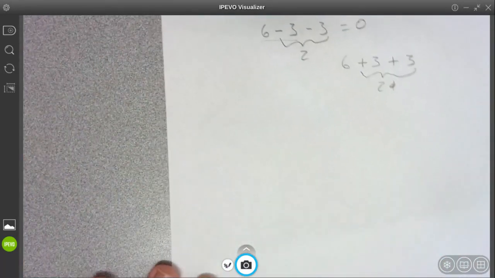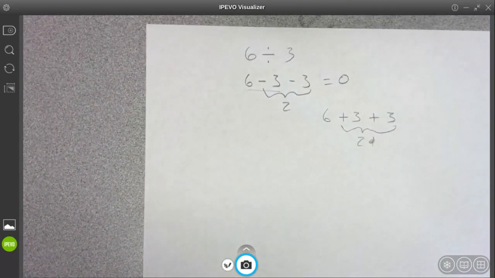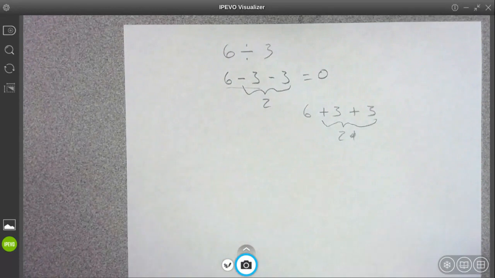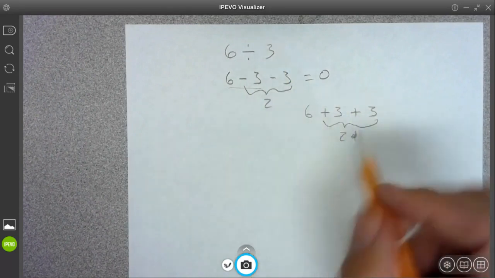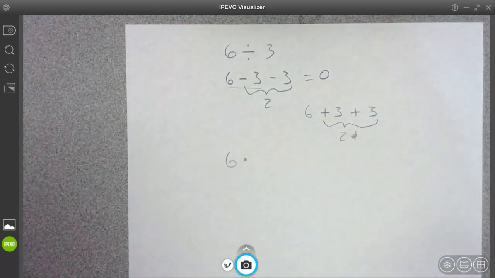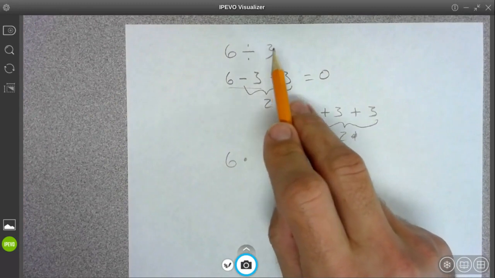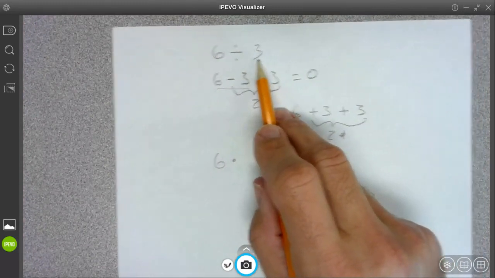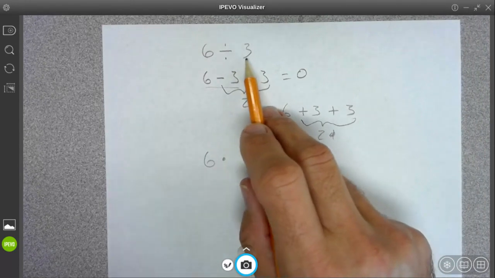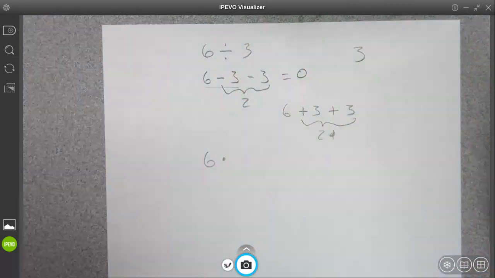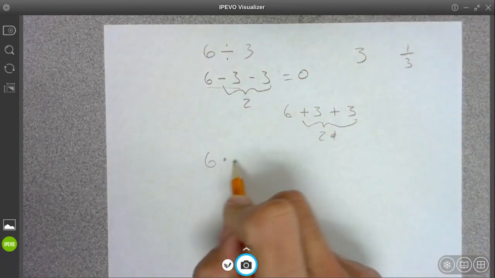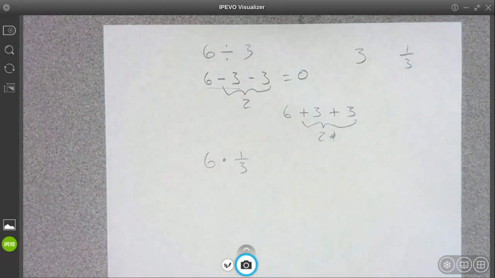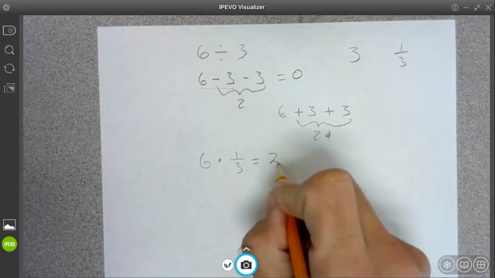But another popular way that you can think of division, a good way to think about division, is in terms of multiplication. So instead of dividing by 3, what you can do is 6 times the multiplicative inverse of 3. Now, I know you haven't heard that word for a while. The multiplicative inverse of 3 is going to be 1/3. Its reciprocal is what it is. So 6 times 1/3. But, I mean, this technically is correct, and it will give you 2.